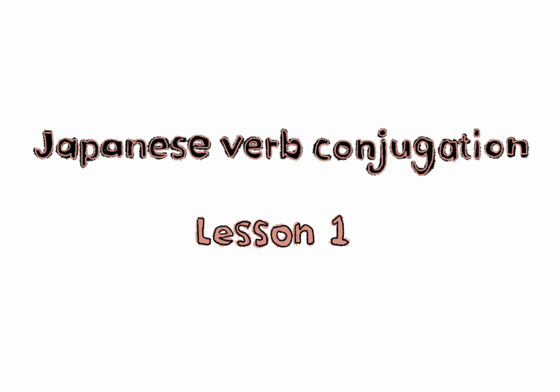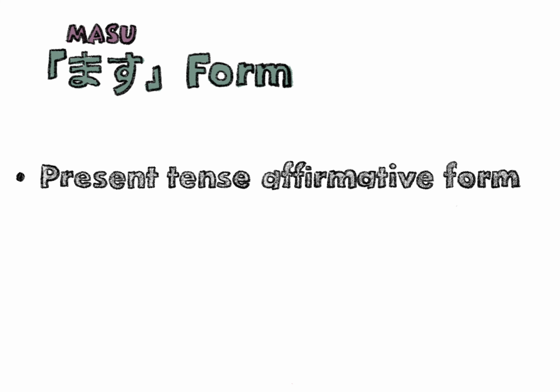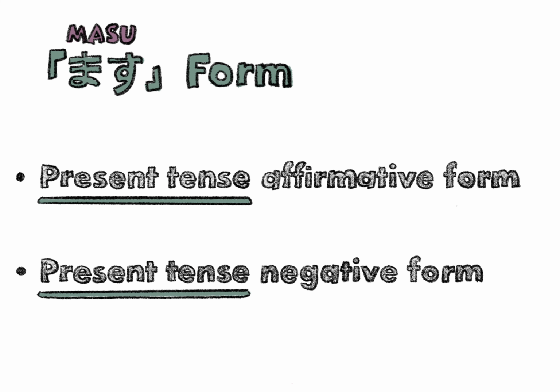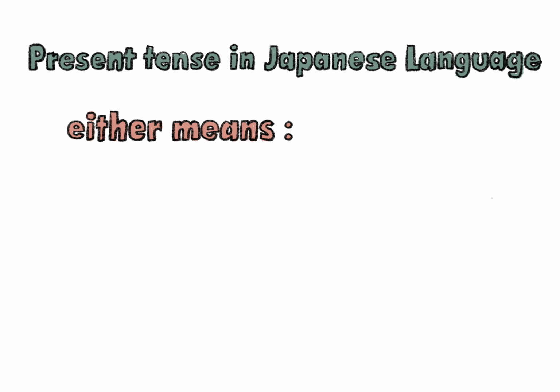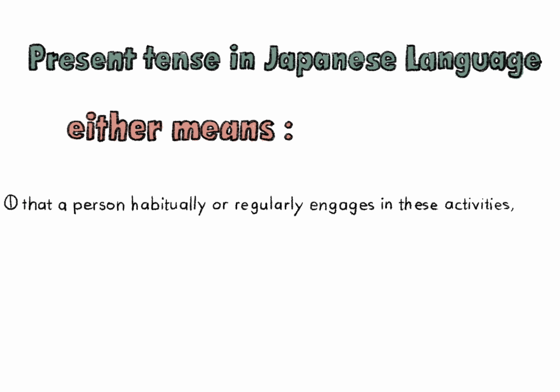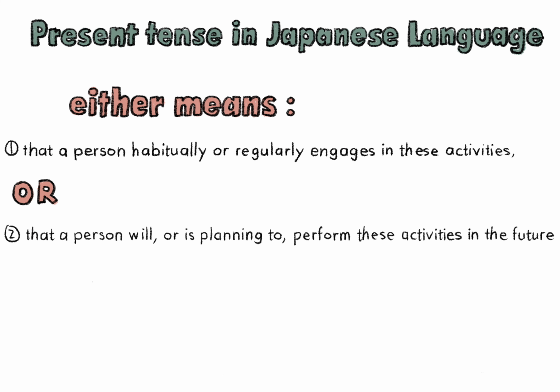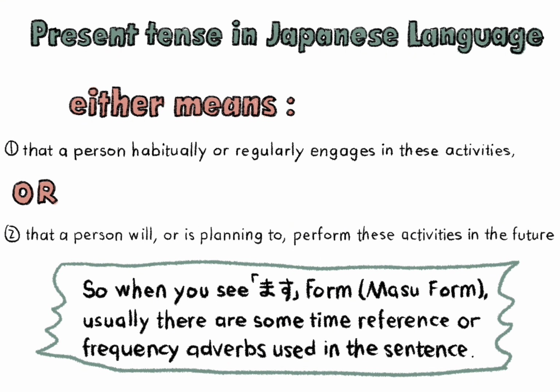Hello everyone, in this video we are going to have our first Japanese verb conjugation lesson, but we will only learn the present tense affirmative form and the present tense negative form for the polite form. Please note that the present tense in Japanese either means that a person habitually or regularly engages in these activities, or that a person will or is planning to perform these activities in the future. So when you use MASU form, usually there are some time reference or frequency adverbs used in the sentence.